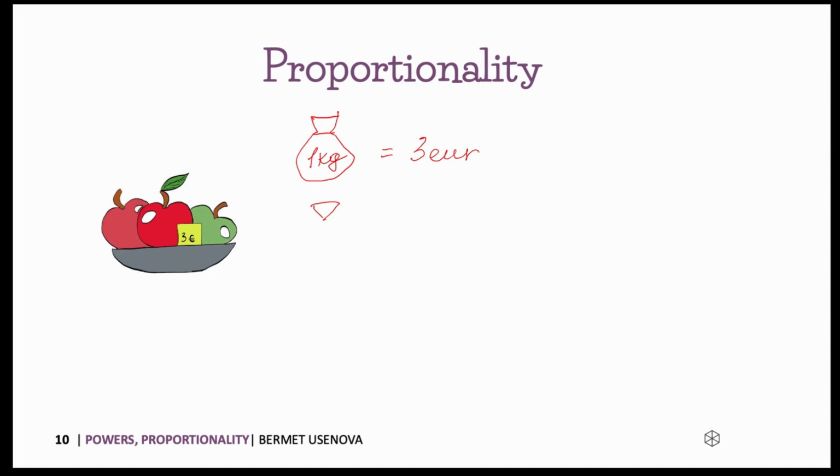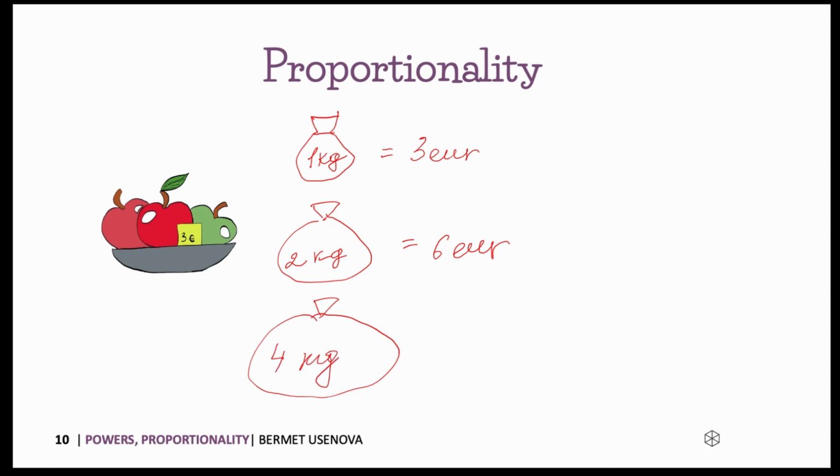If we're going to buy more, like 2 kilos, we're going to pay €6. And let's say you decided to buy so many apples so that you can share with the friends as well. So you decided to buy a big package which weighs 4 kilos, and in this case you're going to pay €12.